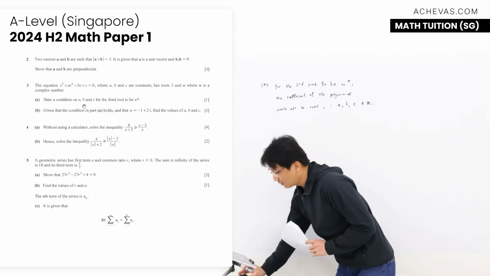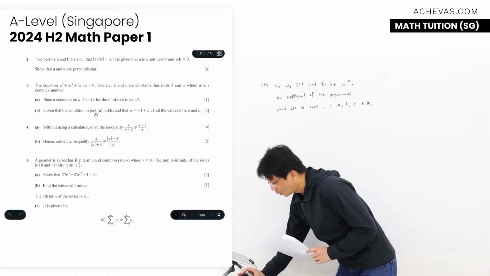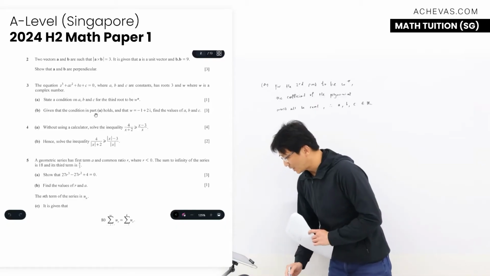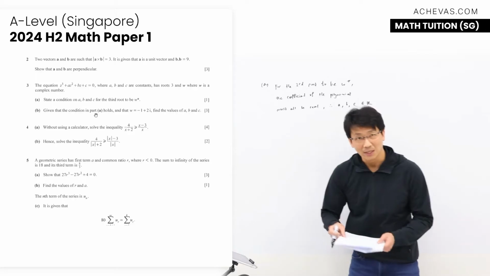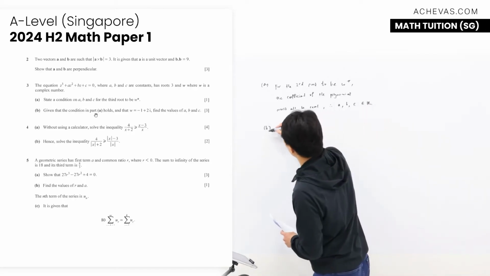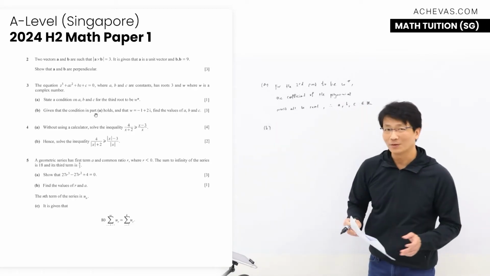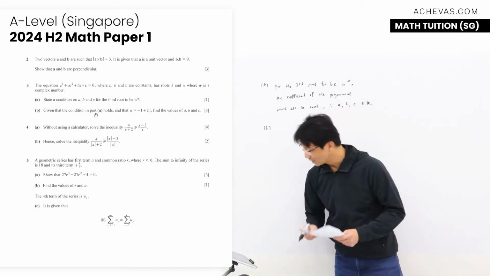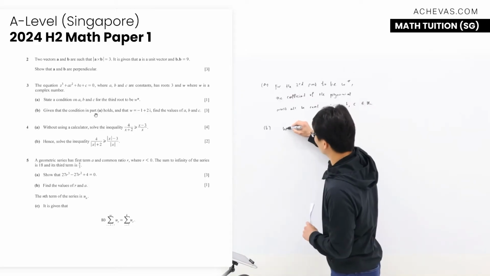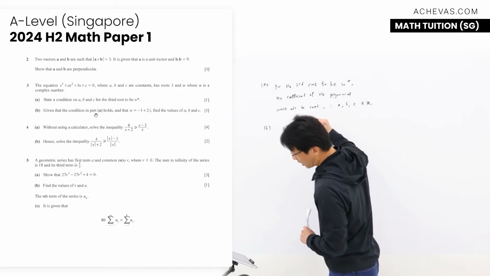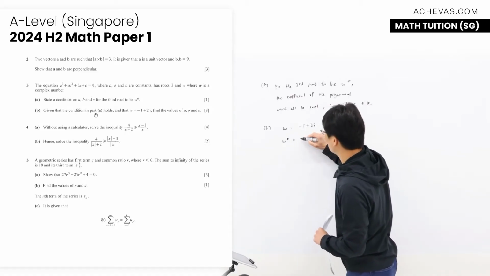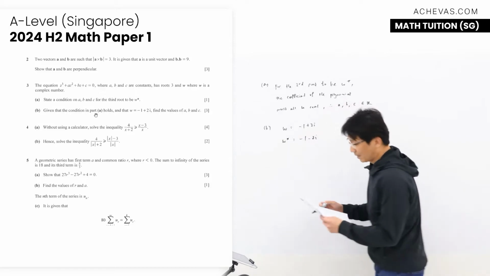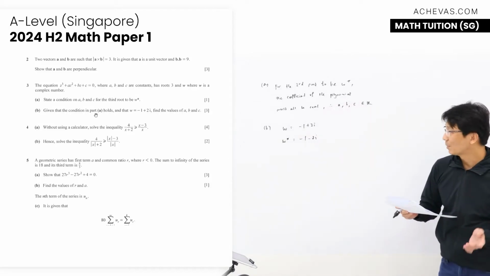For part B, given that the condition in part A holds and that w equals minus 1 plus 2i, find the values of a, b, c. Since the condition for part A holds, we know that the roots will occur in conjugate pairs. Since one of the roots is w equals minus 1 plus 2i, I know that the other root will also be minus 1 minus 2i, and they occur in conjugate pairs.